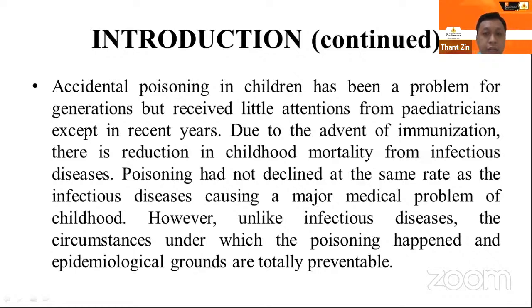Accidental poisoning in children has been a problem for generations, but received little attention from pediatricians except in recent years. Due to the advent of immunization, there is a reduction in childhood mortality from infectious diseases. Poisoning had not declined at the same rate as the infectious diseases, causing a major medical problem of childhood. However, unlike infectious diseases, the circumstances under which the poisoning happens and the epidemiological grounds are totally preventable.